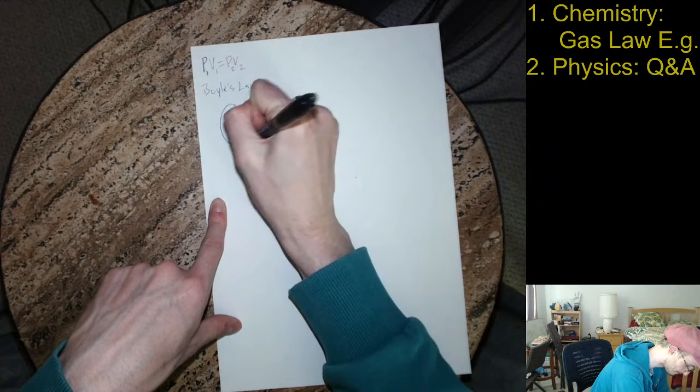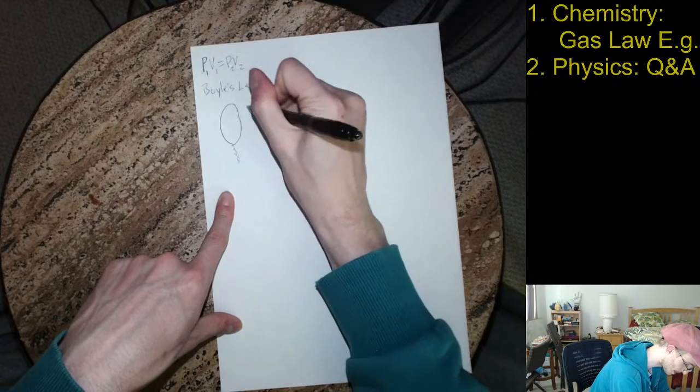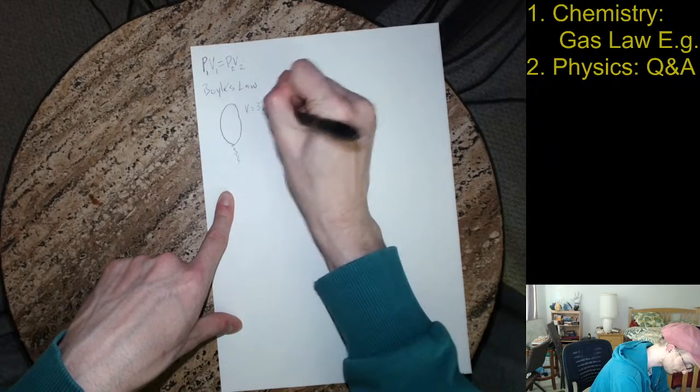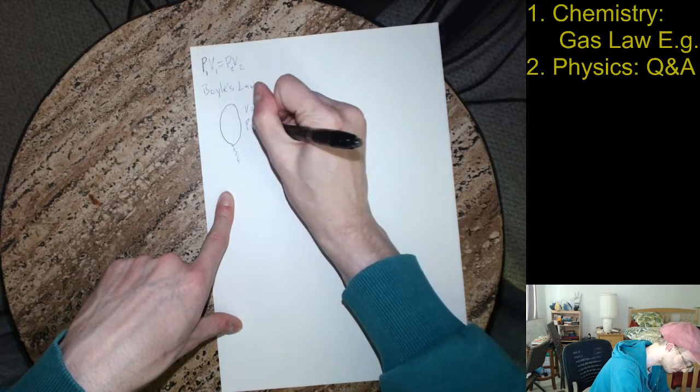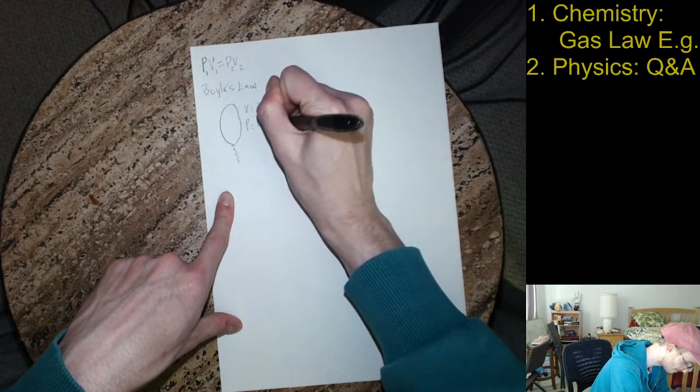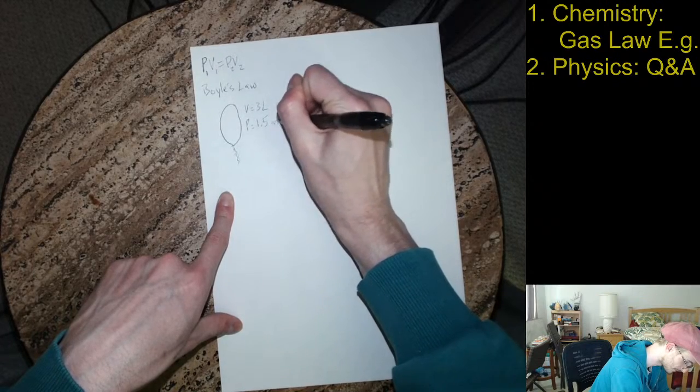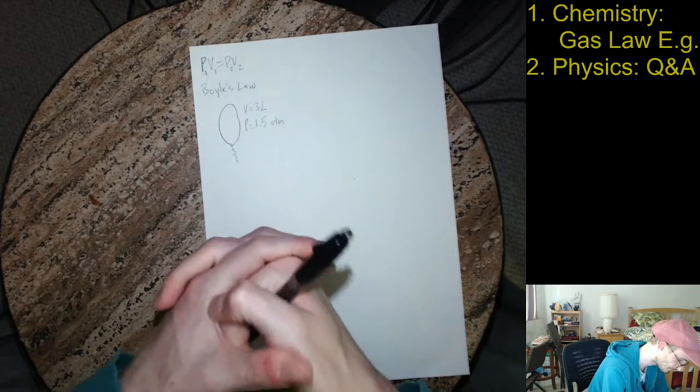Here's my balloon. And inside this balloon, it's got a volume of 3 liters. And it has a pressure, I've blown it up, so it's got a pressure of, we'll say, 1.5 times the atmosphere, ATM.